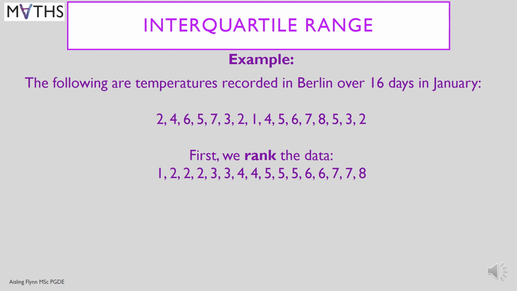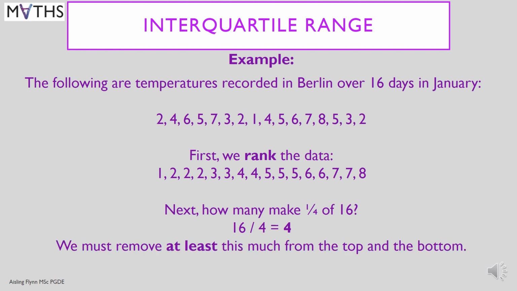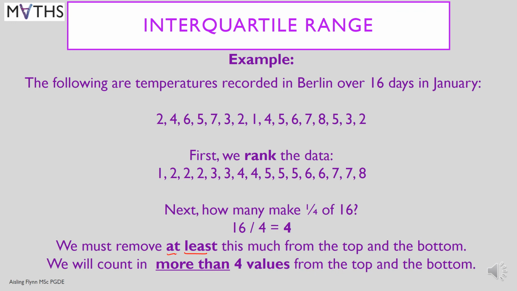Okay, so we want to find the interquartile range, so first we must know what is a quarter of 16. So we do 16 divided by 4 equals 4. Alright, so if we were to use the 4th value in from the top and the bottom, we're not guaranteed that a quarter of the data is outside of that. Okay, so just like before, we must remove at least this much data from the top and the bottom. So we will count in more than 4 values from the top and the bottom. Okay, and you'll see what I mean by that in a moment.